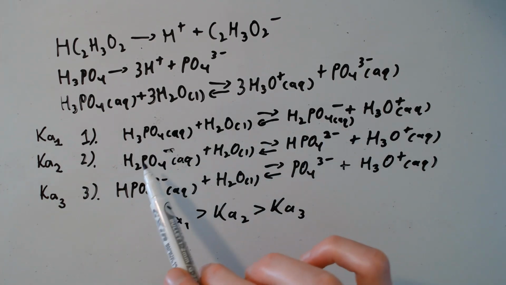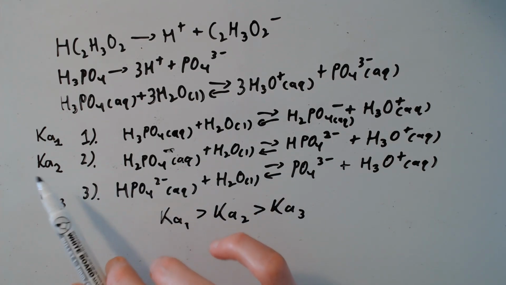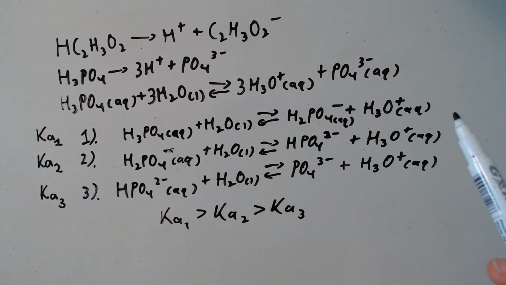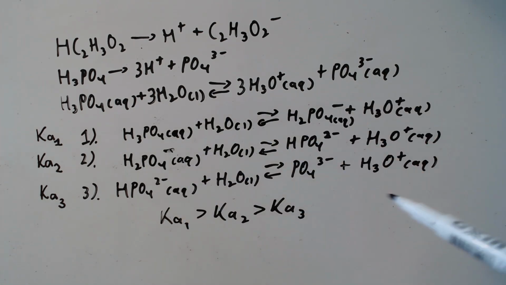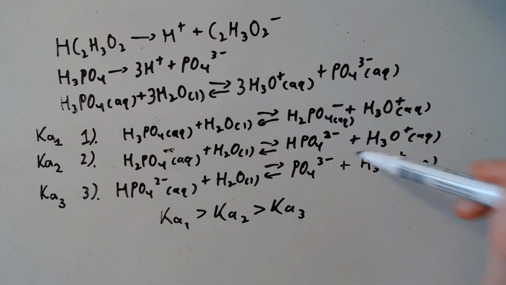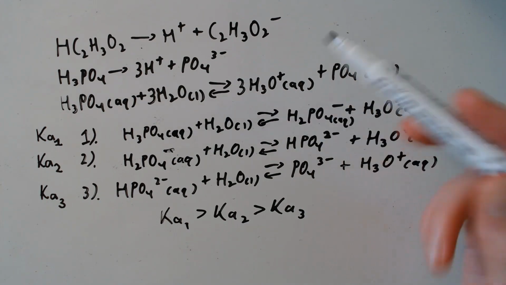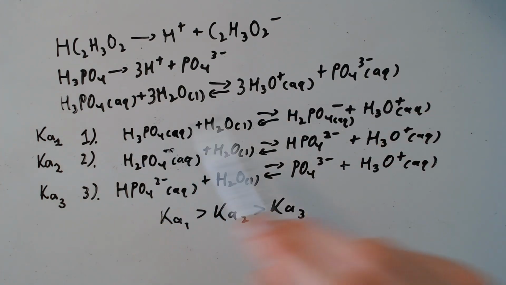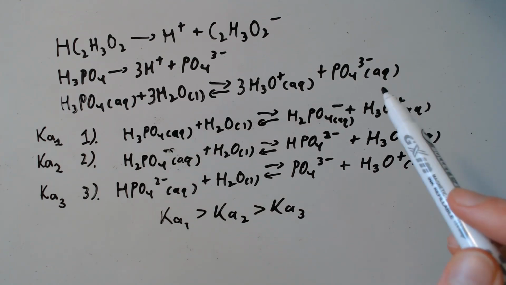It is then, of course, used up, some of it's used up in the second reaction, but very little because the Ka2 is significantly smaller than the Ka1. Also, another ion that is relatively common compared to, let's say, the HPO4 2- and PO4 3-, is the H3O+. Because again, each of these reactions contributes H3O+ to the solution. So you can say the most common ions in this reaction are the H2PO4- and the H3O+ ions.